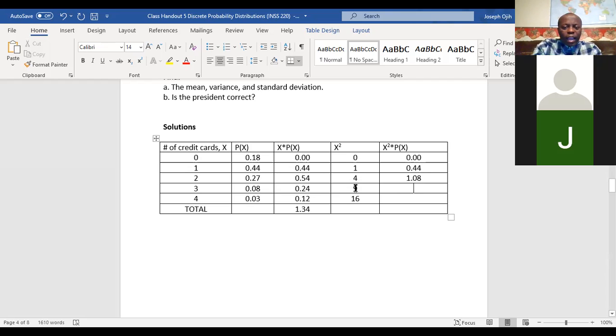Then 9 times 0.08, I got 0.72. Then 16 times 0.03, I got, actually not 2.72, you apply this and you get 0.48. That is for 16 times 0.03. So when you add all of them, you get 2.72.